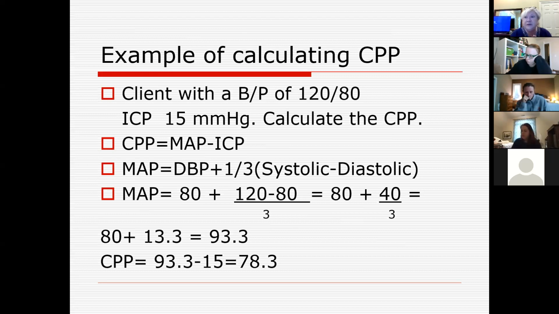Normal being 70 to 105. So my mean arterial pressure is good, which you would know because my blood pressure is 120 over 80. It's normal. It should fall within the normal range, right? But then don't forget to subtract your ICP. That's where most of you are going to screw up. You're going to forget to subtract your ICP. And so this person's CPP is 93.3 minus 15. So their CPP is 78.3, which is between 60 and 100. So it is normal. If it was less than 60, I would have decreased blood flow. If it's greater than 100, I would have too much blood flow.